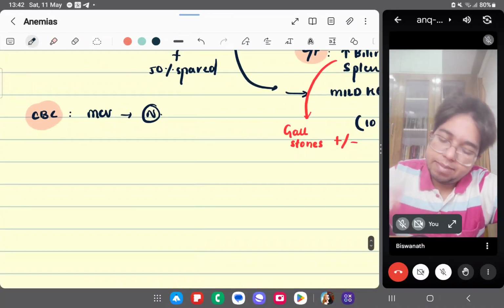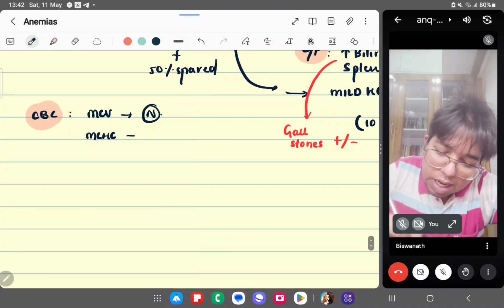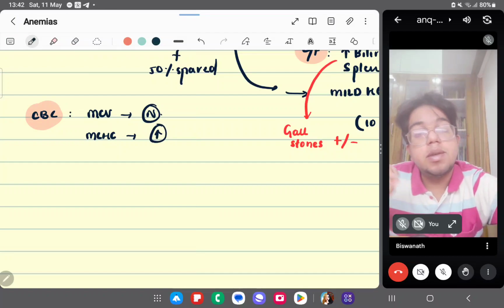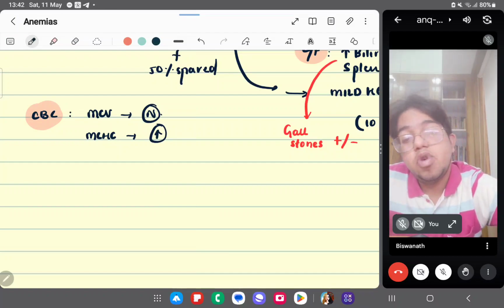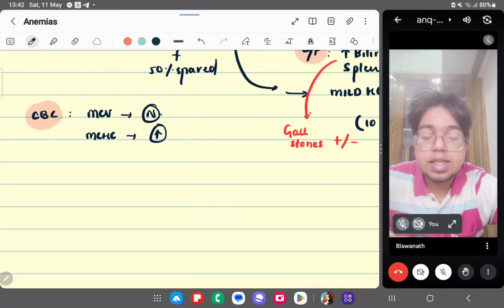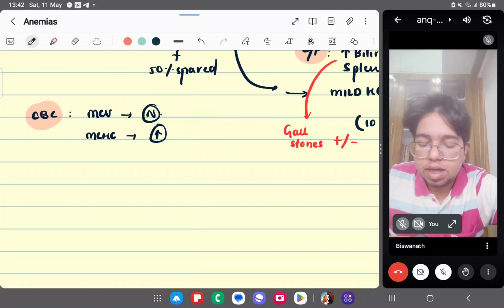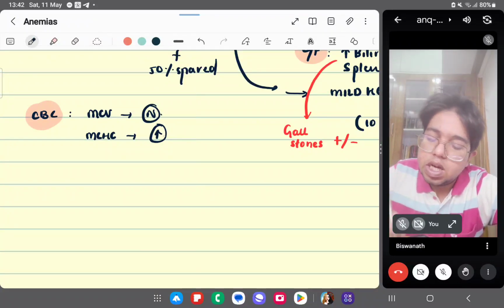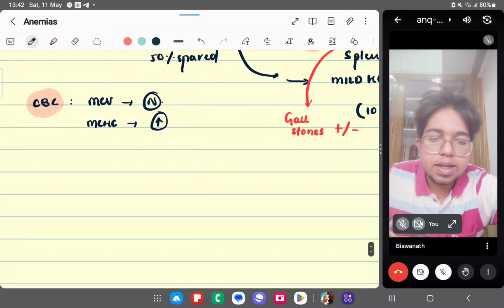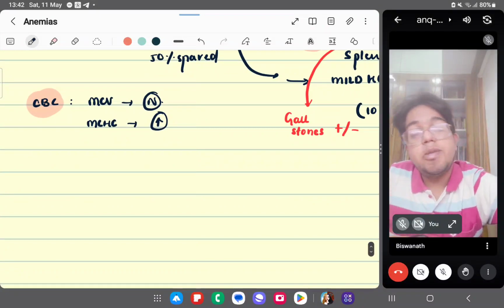But MCHC will increase. There will be more concentration in the spherical RBC, right? The mean corpuscular hemoglobin concentration will be more concentrated in the spherical RBC, so it will obviously be increased. Okay, this is the CBC finding. And what will be the peripheral smear?